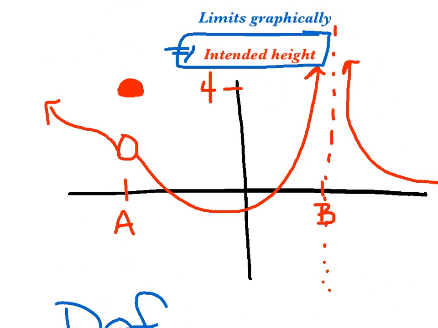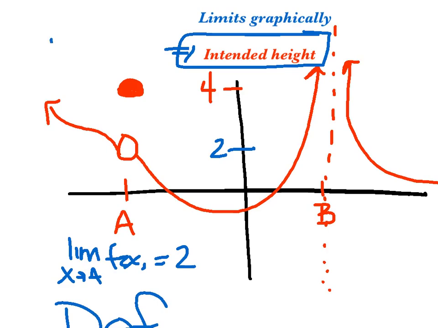So if I scroll back here and I look at A, from the left-hand side, A looks like it's getting to a height of 2. From the right-hand side, A looks like it's getting to a height of 2. So I would say the limit exists, and the limit as x approaches A of this function f of x equals 2. The limit exists. Now, if I asked you what was f of a, f of a is actually 4. Its actual height is 4. But it's intending to reach a height of 2.